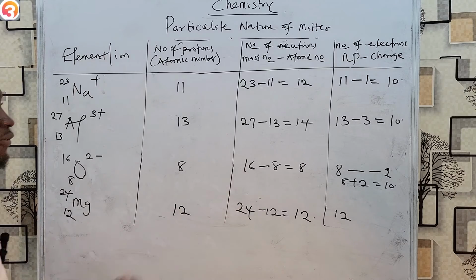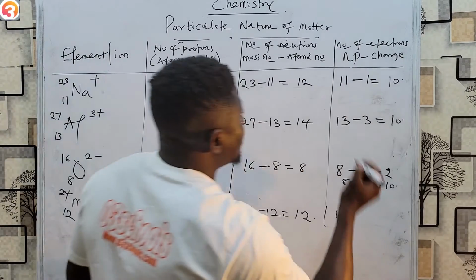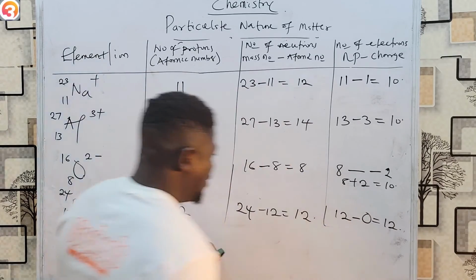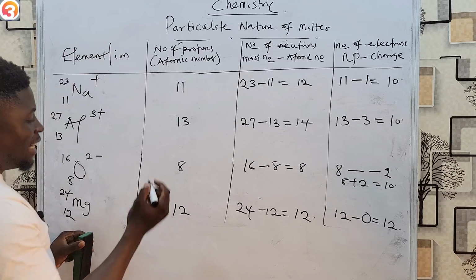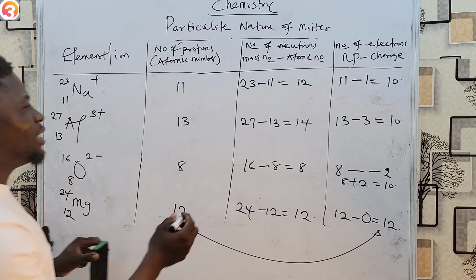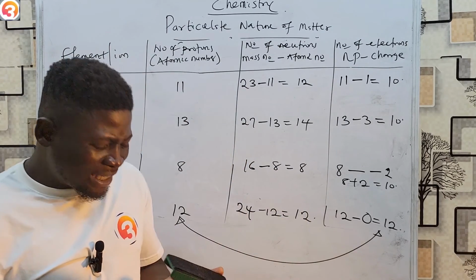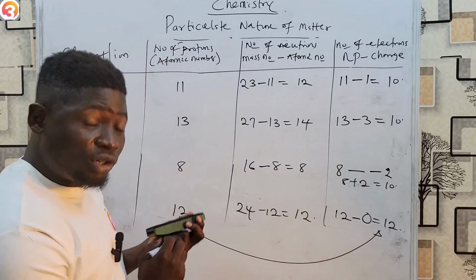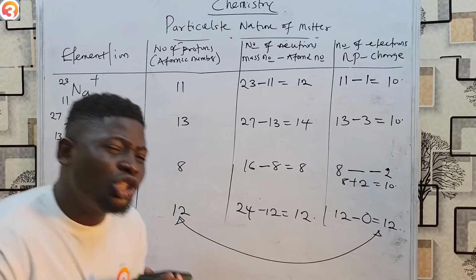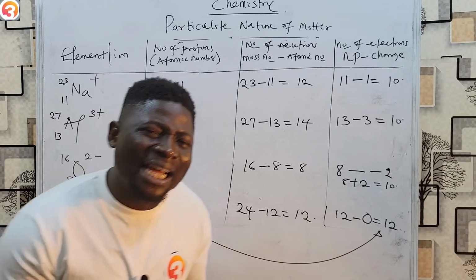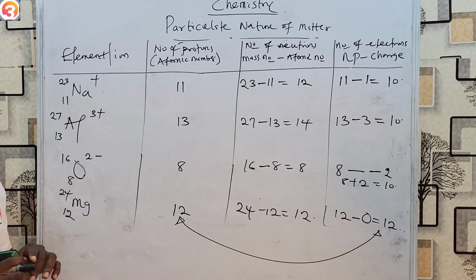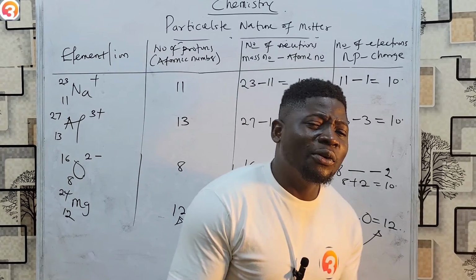So now, how do you get the number of electrons there? That would be the number of protons, 12, minus the charge, which is 0. There's no charge there. So 12 minus 0 is 12. If you notice carefully, the number of protons here is equal to the number of electrons. That means that in a neutral atom, the number of protons must be equal to the number of electrons. Why? Because there's no charge on a neutral atom, and there's no imbalance between the number of protons and the number of electrons. And of course, with this, we'll come to an end of this wonderful and interesting class.